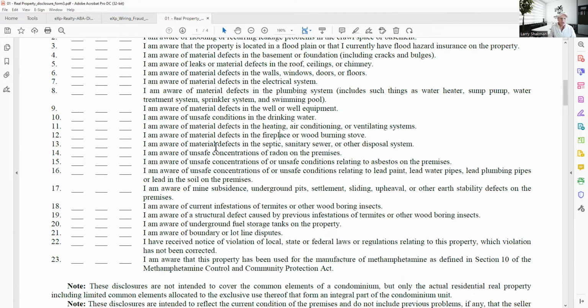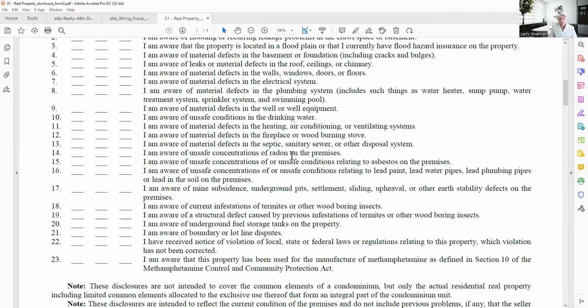Real quickly, some of the other things they ask you about are if you're on a septic, if you have a septic field, sanitary sewer, anything wrong with septic, sanitary sewer, or disposal system, you also want to disclose that. Bottom line, disclose everything.